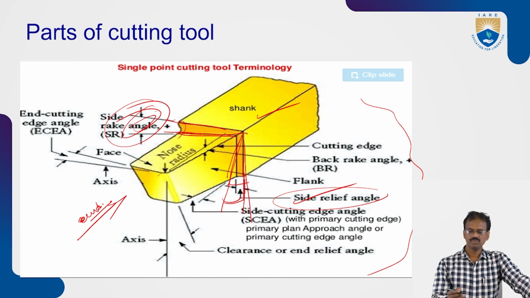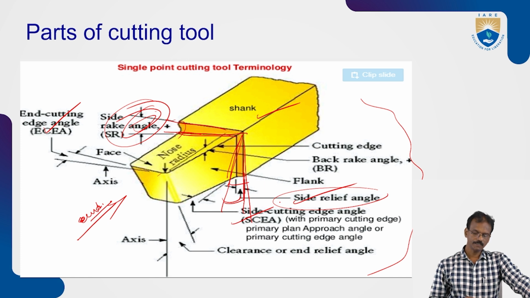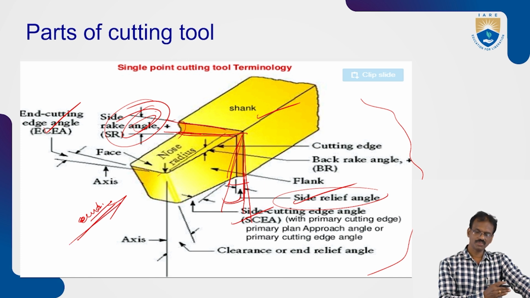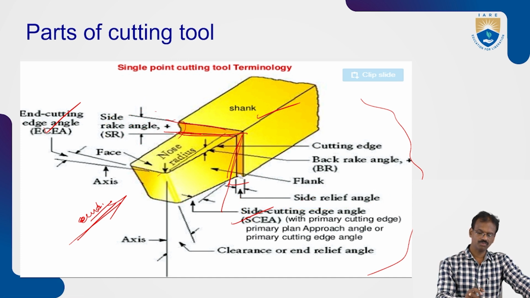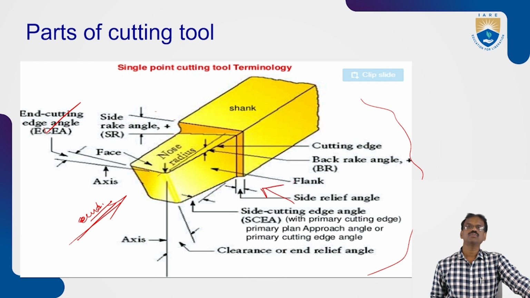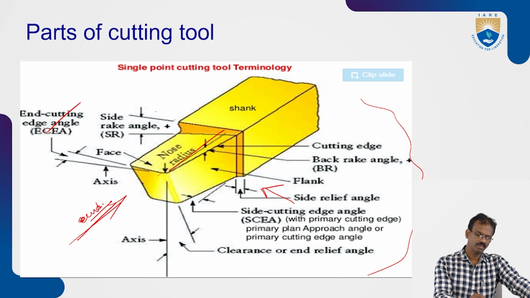So from the top view, you can see two types of angles: the end cutting edge angle and the side cutting edge angle. From the end view, from the side view, you can see two types of angles: the side rake angle and the side relief angle. If you observe from the front view, you can see two more angles. This angle is nothing but the back rake angle.